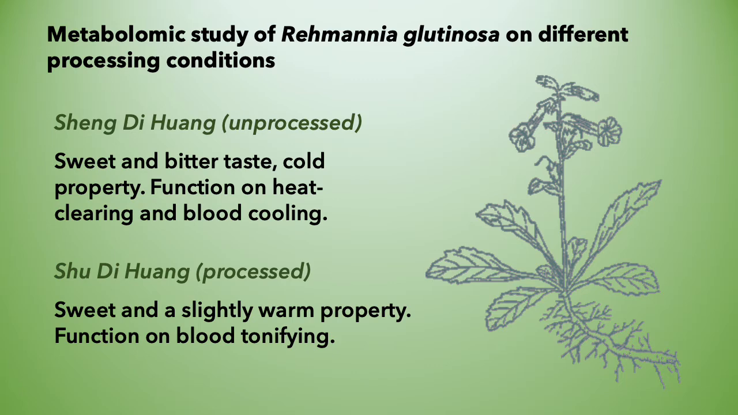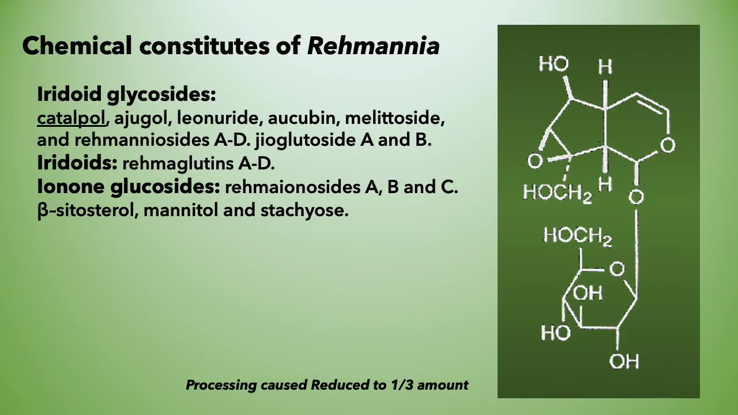But the processed Rehmannia glutinosa is called Shu Di Huang. It has a sweet and slightly warm property, with function for blood tonifying. So that means they also have different chemical composition, which is reflected in different therapeutic effect. So we know the chemical composition of Rehmannia glutinosa. Here are all different compounds. One of the typical compounds is called catalpol.